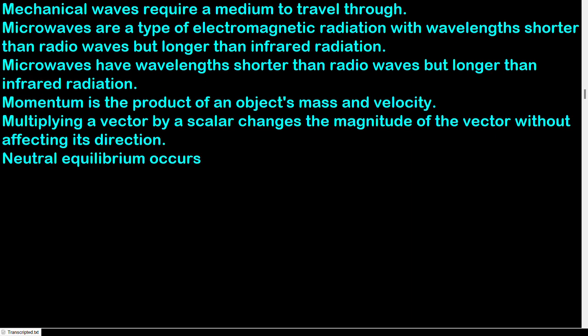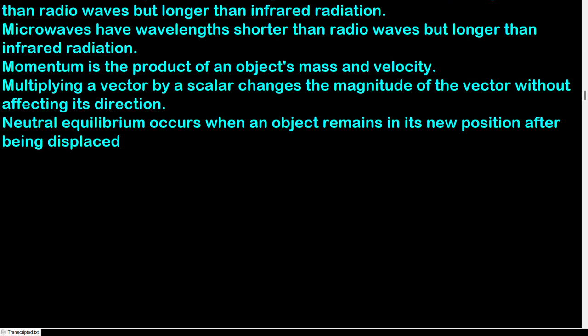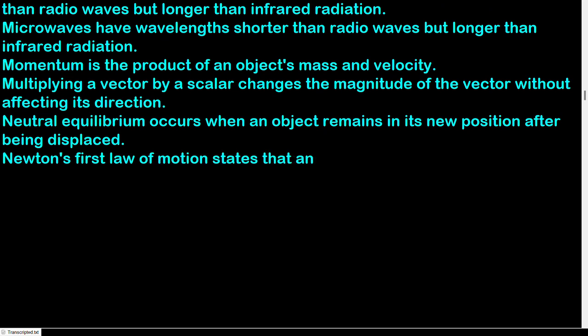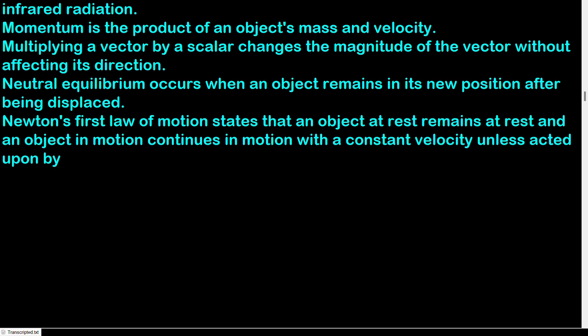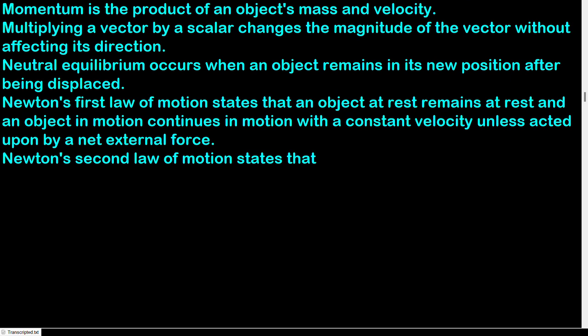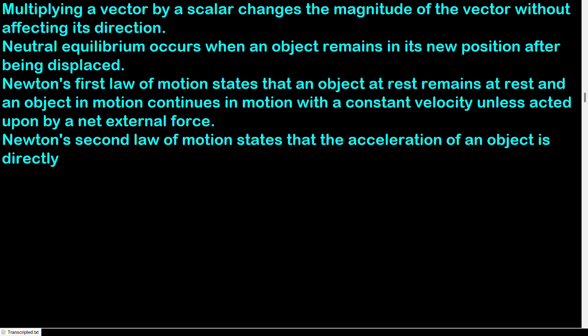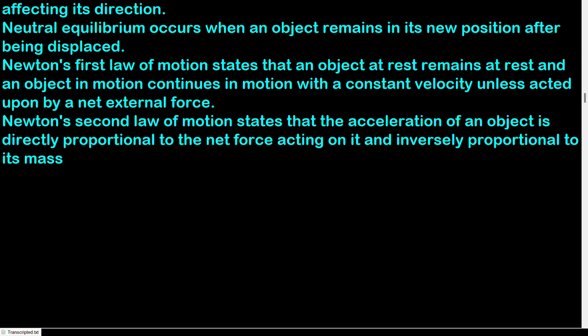Neutral equilibrium occurs when an object remains in its new position after being displaced. Newton's first law of motion states that an object at rest remains at rest and an object in motion continues in motion with a constant velocity unless acted upon by a net external force. Newton's second law of motion states that the acceleration of an object is directly proportional to the net force acting on it and inversely proportional to its mass.